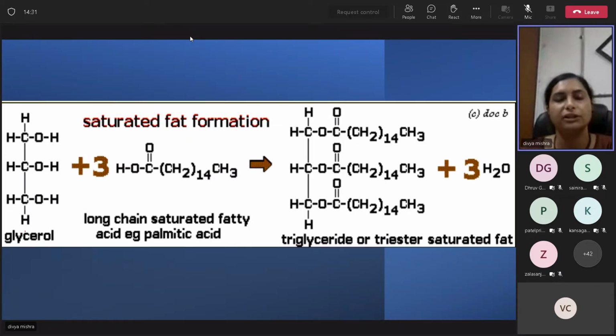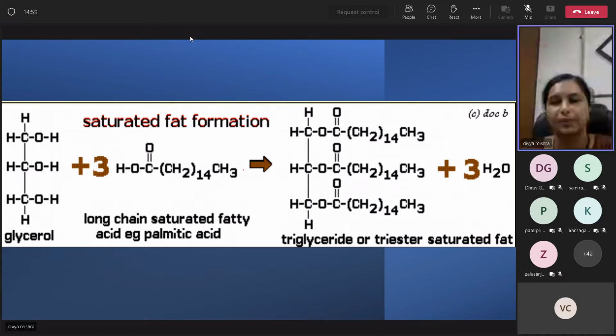So this is your glycerol. जब आपको सैंपल गिवन होगा तो सैंपल देख के तो आप बता नहीं सकते हो कि इसमें कितना ग्लिसरॉल है. ओके, सो दिस इज योर ग्लिसरॉल and this is your long chain saturated fatty acid. So here for example we have taken palmitic acid. Okay, so this is saturated, we are producing a saturated fat.